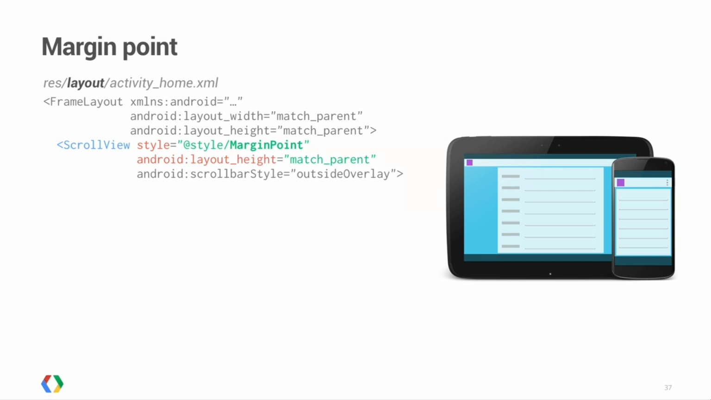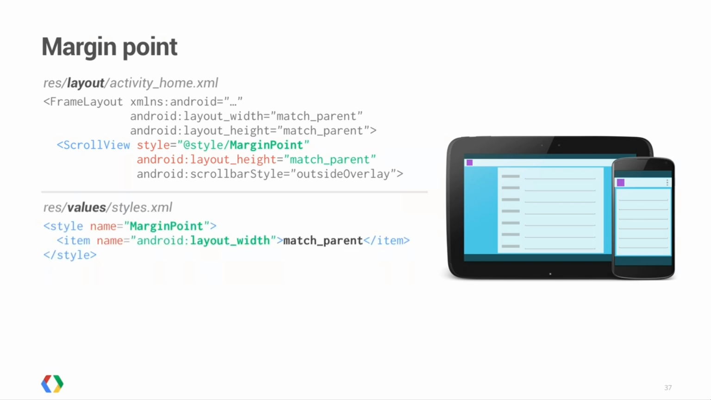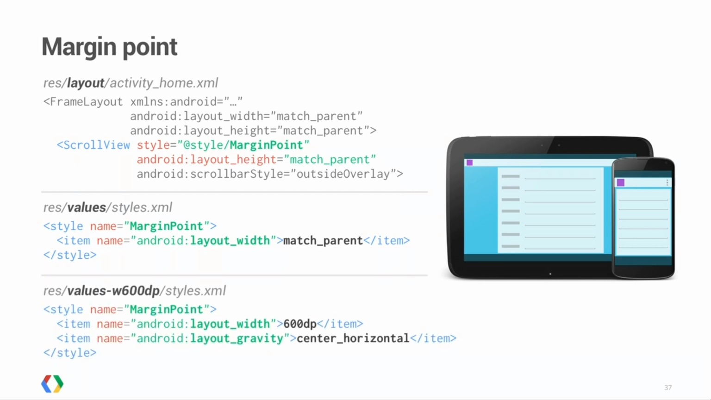So a technique for doing this is setting a style onto your content container. Here I've called it margin point, and we're going to use that style to provide the layout width of the content container. So on a smaller device, the style is going to say, hey, just match the parent here, so it's going to grow, up until you reach a maximum size you want your content to reach. Here I've chosen 600 dips. So when it reaches that size, it's going to clamp and never continue to grow any larger. And here, by setting a layout gravity of center, it's going to put the content in the center and have these margin points, so you don't get this excessively wide or unbalanced feel to your application.